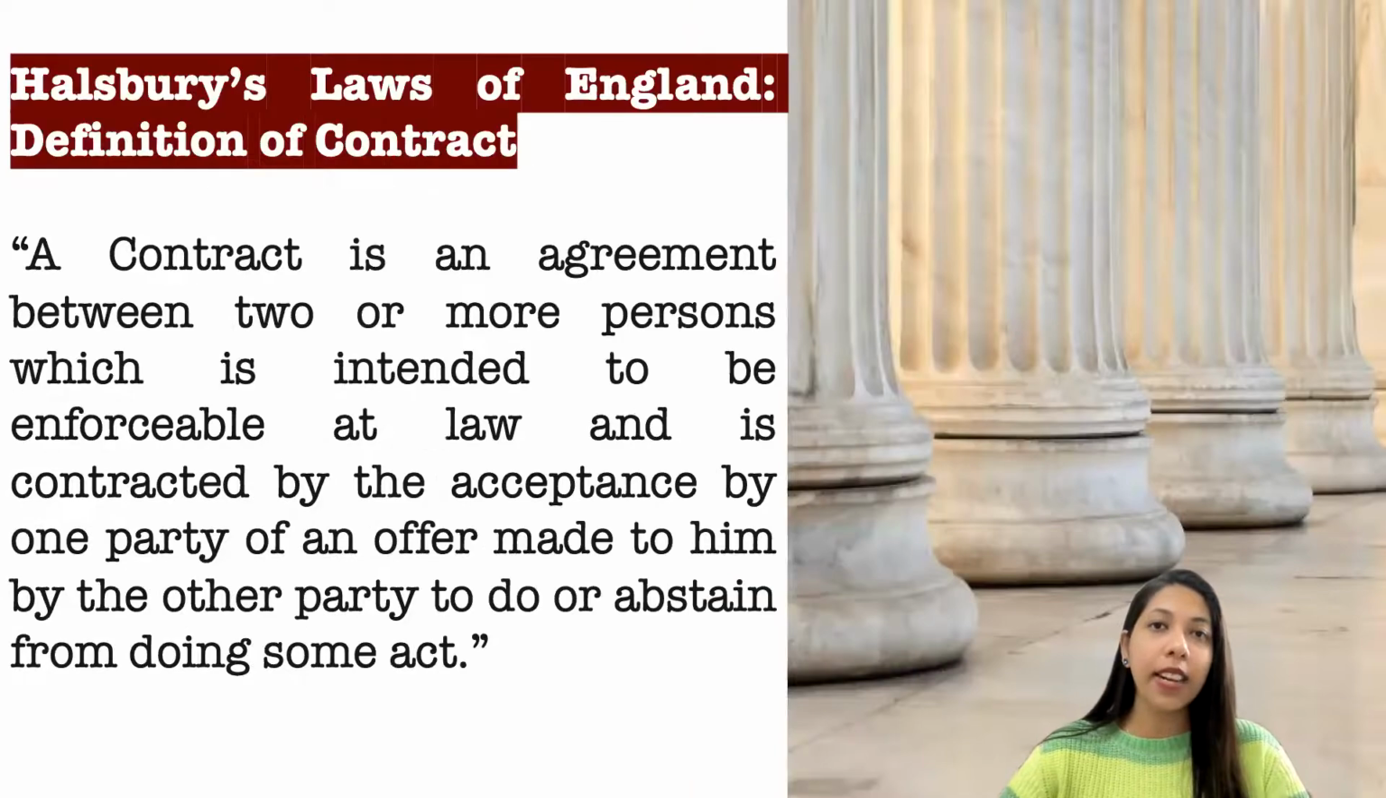Other than that, there are many scholars who give definitions for contract, and one is Halsbury's Laws of England, whose definition is very important in law of contracts. You can look into the screen. It says that a contract is an agreement. I told you, according to section 2(h), a contract is an agreement between two or more persons. There should be a minimum of two persons, like myself and you. We both are the parties to the contract, which is intended to be enforceable by law. We're going to learn what enforceability means.